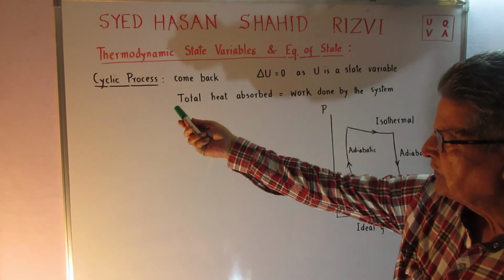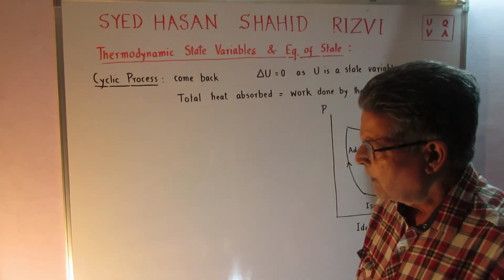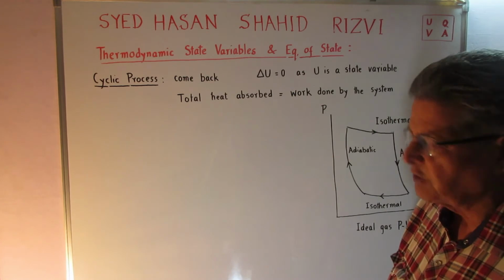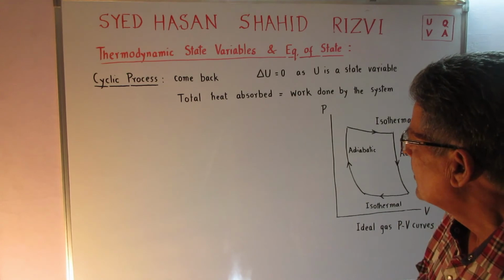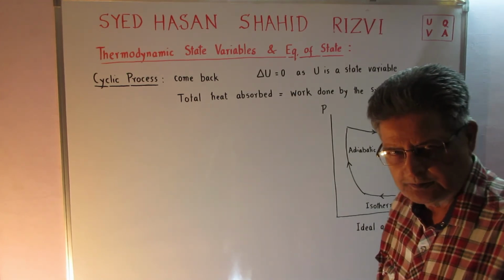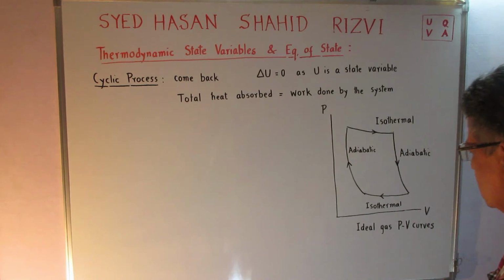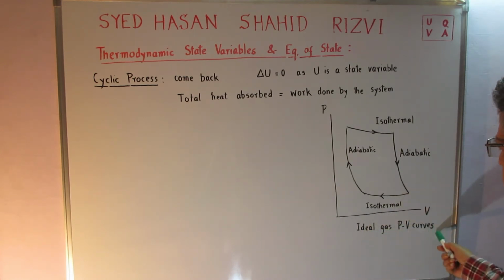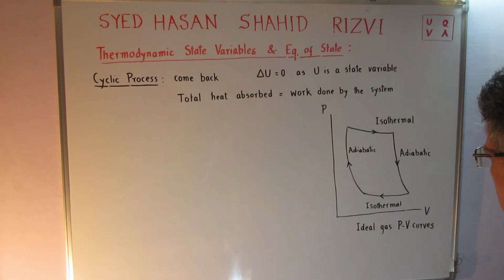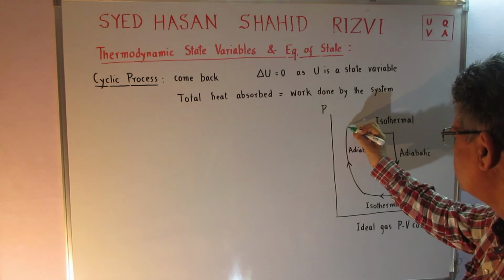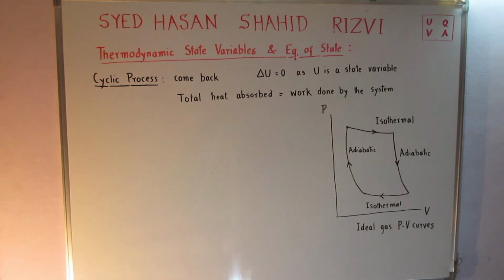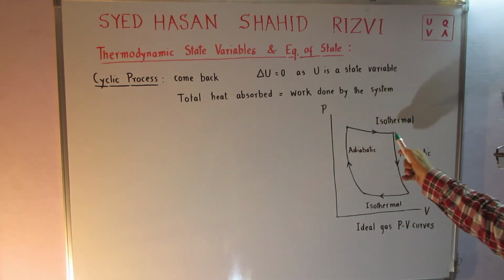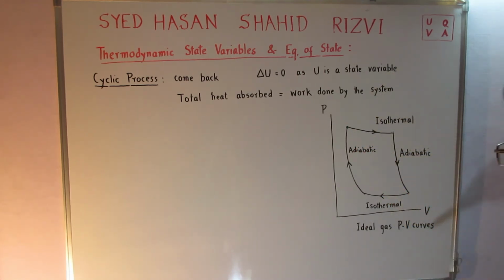The next thing we want to discuss is the cyclic process, where the state comes back to its own position. Like here, I have plotted the ideal gas PV curves. If we start, for example, from here, then we have an isotherm, and there is an isothermal expansion because the value of V is increasing.